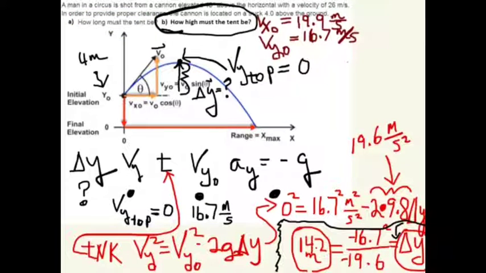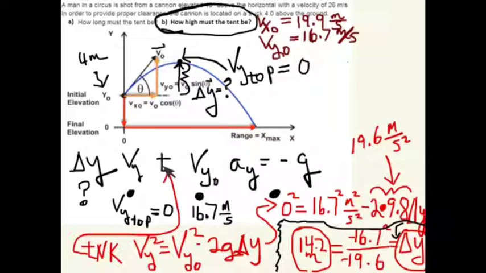Part B, how high must the tent be? The tent needs to be the initial elevation when the human cannonball was fired, 4 meters, plus the displacement above that position. So we recall that the y component of projectile motion is just free fall. We can do the three known, fourth is what, fifth not known process. And so the 5 things are delta y, which is what we need, and v sub y, and we know that v sub y at the top is 0. That's why it's not going up anymore.